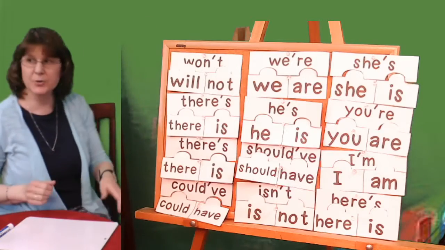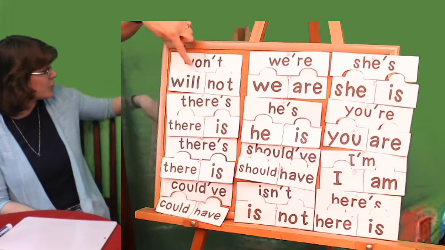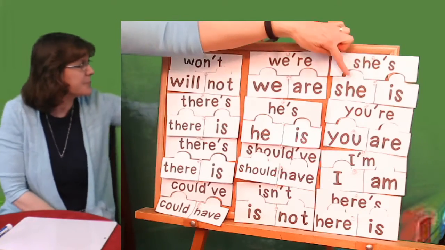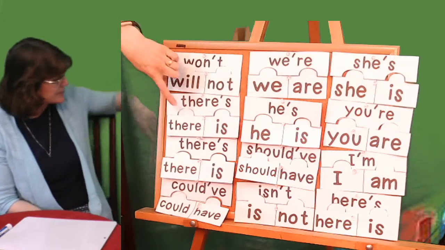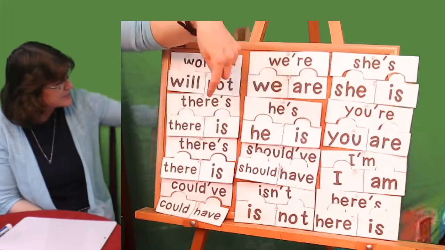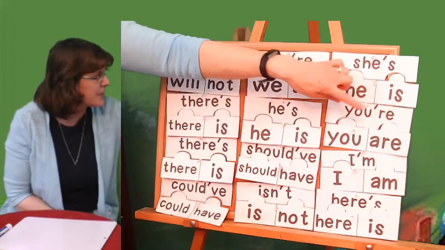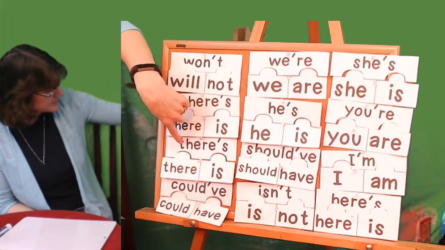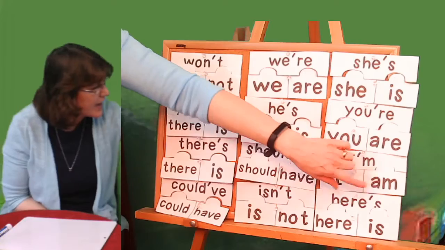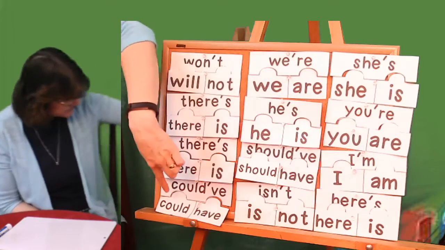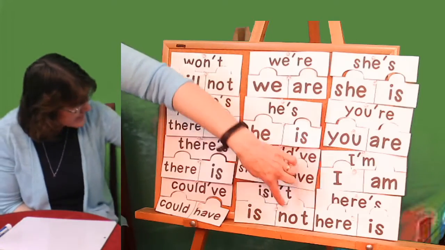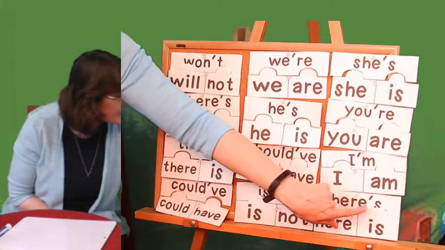Let's go through all the words we've made here. So we have will not becomes won't. We are becomes we're. She is becomes she's. There is becomes theirs. He is becomes he's. You are becomes your. There is becomes theirs. Should have becomes should've. I am becomes I'm. Could have becomes could've. Is not becomes isn't. Here is becomes here's.